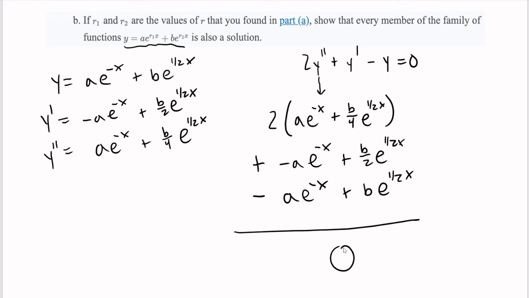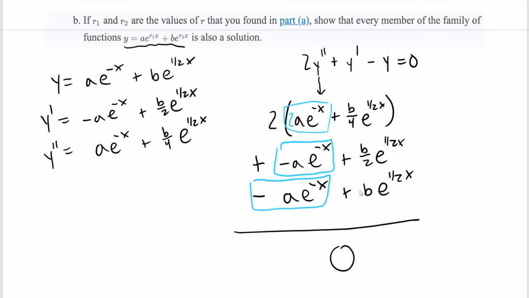Do you see it? It's kind of weird, but let's check this out. And I wrote it in a little funky of a way to see if maybe writing it would help you see this. I have a negative a e to the negative x. I have a negative a e to the negative x. That's two of them. Well, would you look at this? I multiply this 2 inside. I'm going to have 2 a e to the negative x. This whole thing cancels.